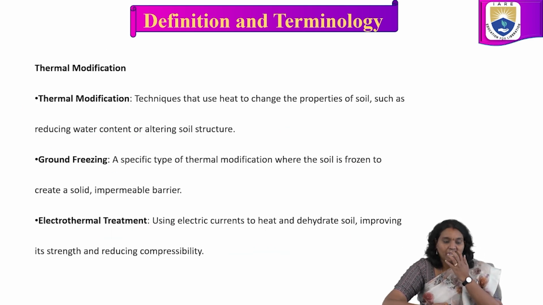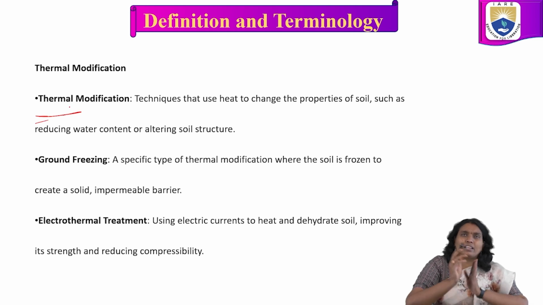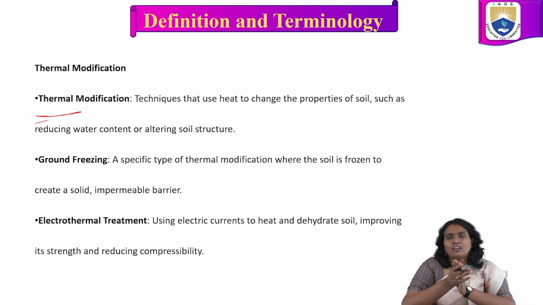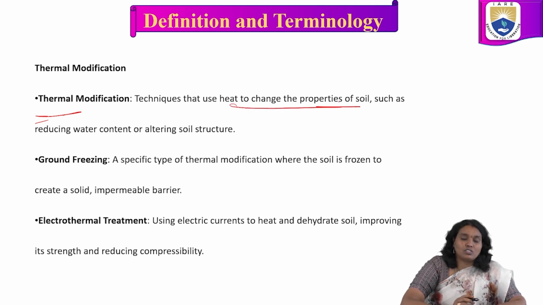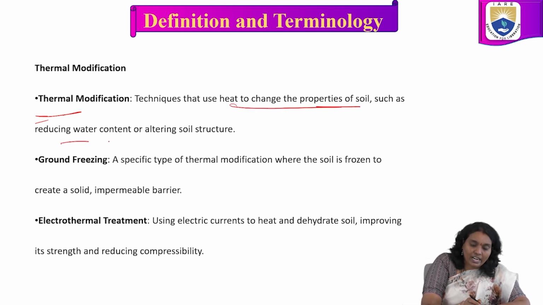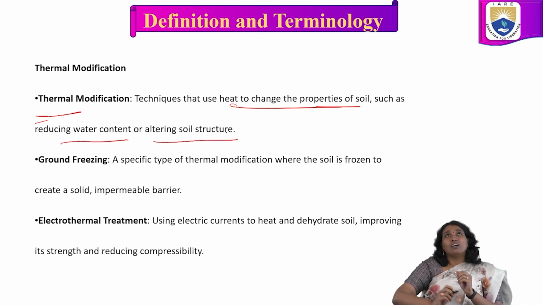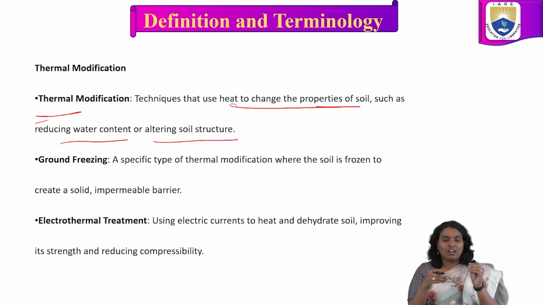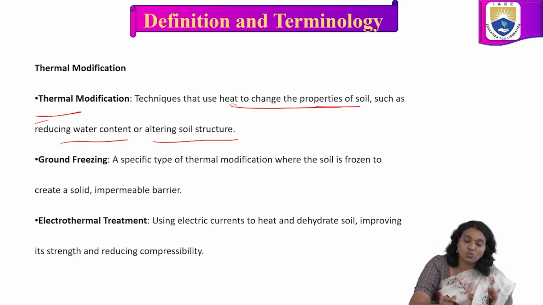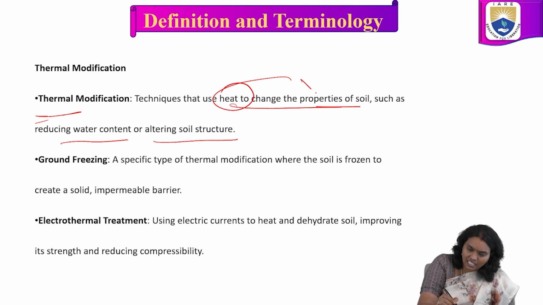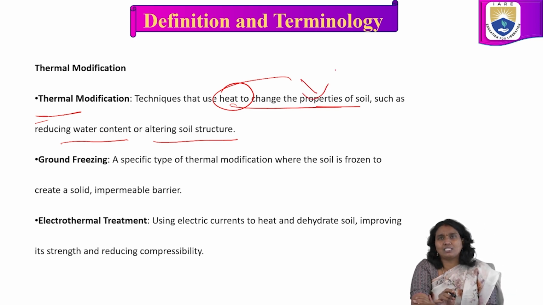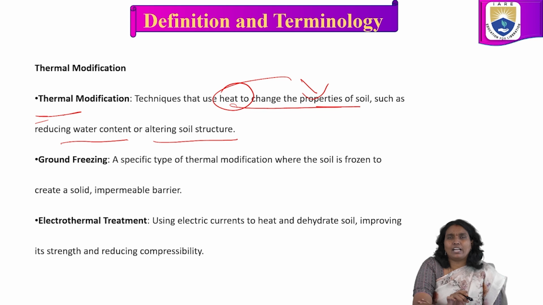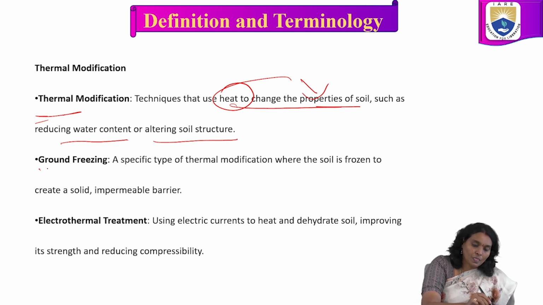Thermal modification. In this, the name itself, thermal, depends on the temperatures. So the technique uses heat to change the properties of soil, such as reducing water content and altering the soil structure. For altering the soil structure, this is one of the techniques we choose. That is thermal modification. In these techniques that use heat, sometimes they change the properties, reduce the water content, and also alter the soil structures. That is thermal modification.